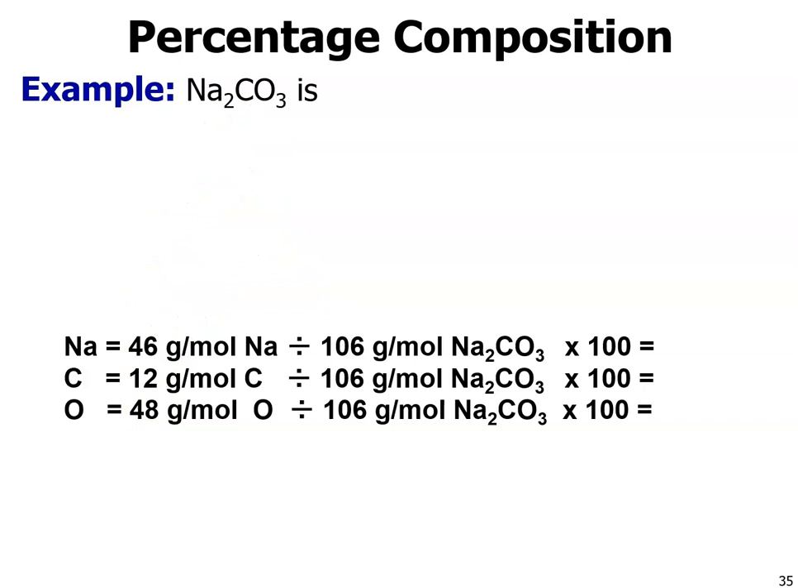So now we have these numbers. We're going to take these masses that account for sodium versus carbon versus oxygen. We take these values and divide them by the total molecular mass, which is 106. Multiply that by 100, and we'll get 43.38% sodium, 11.33% carbon, and 45.29% oxygen. And now if we add these together, they should give us pretty close to 100%. There might be some slight rounding errors, but that should be close to 100%.